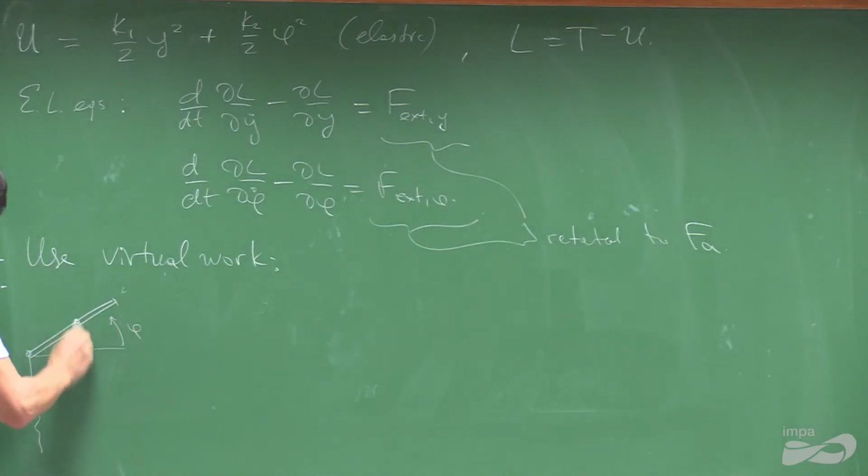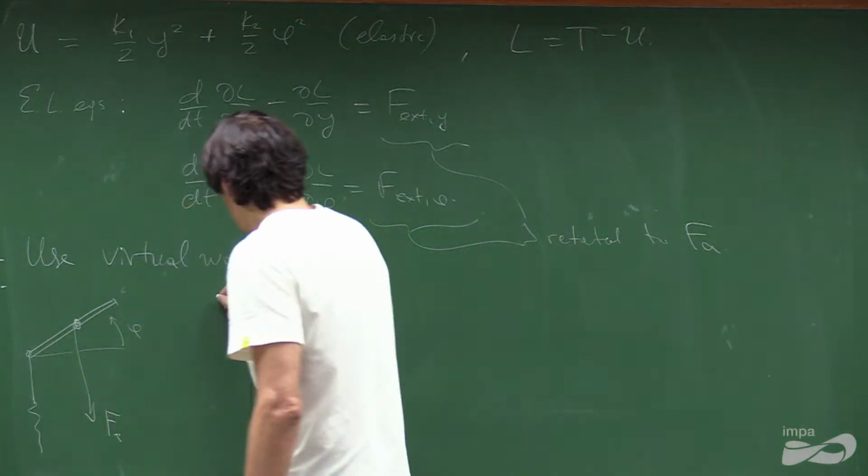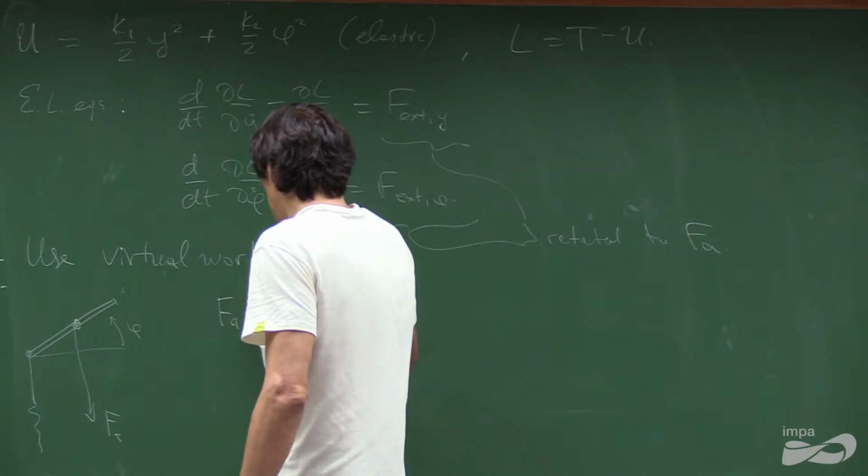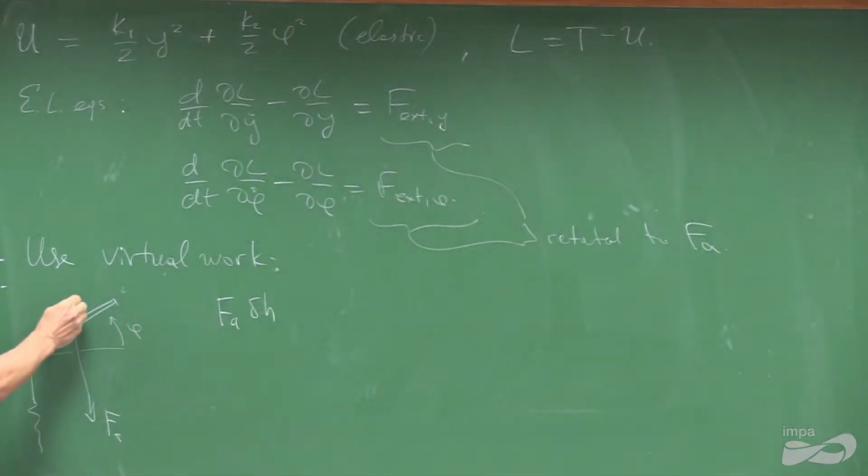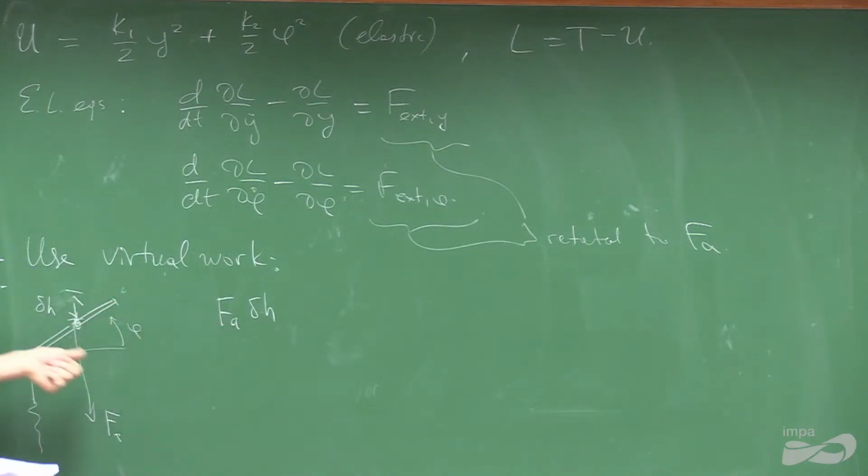So here the force is applied. So virtual work of this system will be Fa by motion of this point. Force is applied to this point. So if this point moves by delta H, then the work will be Fa delta H. But you see, we will compute delta H in vertical direction, and Fa goes in negative direction. So that will be minus.